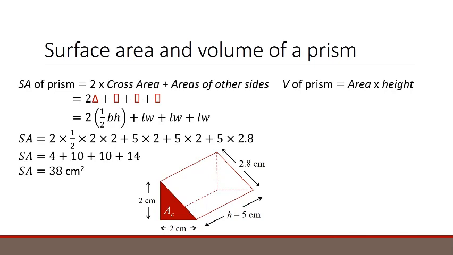The volume of a prism is the cross-sectional area times its height. Now, that height doesn't necessarily mean how high it is, but the perpendicular distance going along. In this case, h is 5 centimeters. So the volume of a prism is simply A times h. In this case, the area of the triangle that's shaded is a half times 2 times 2, and the height is 5 centimeters. Multiplying those together, we get 10 centimeters cubed. The units, of course, for volume is cubed.